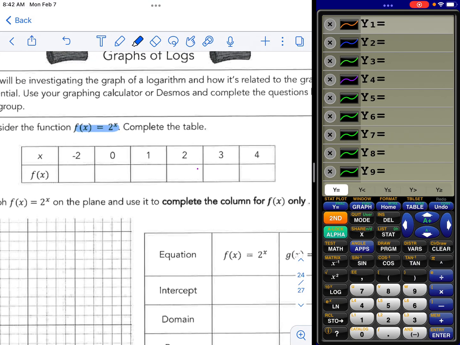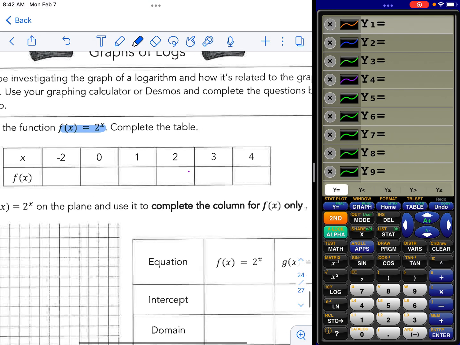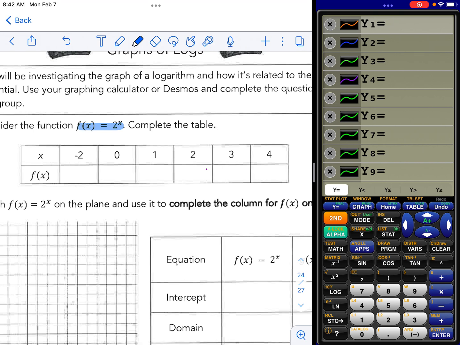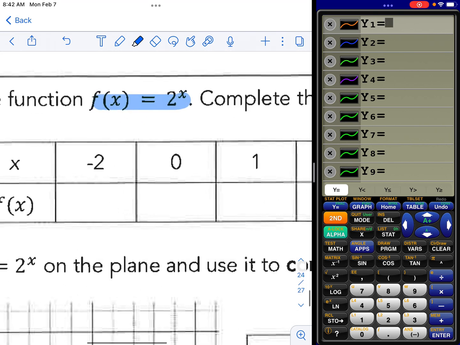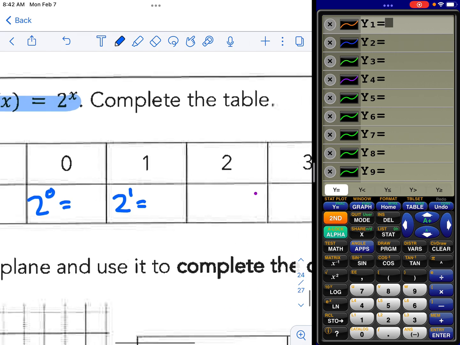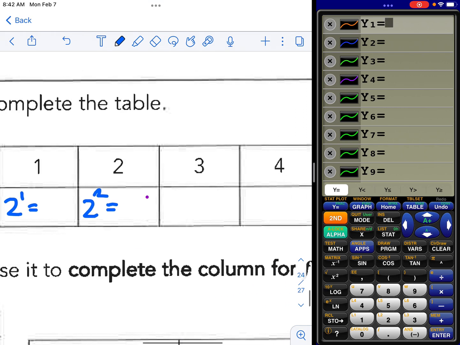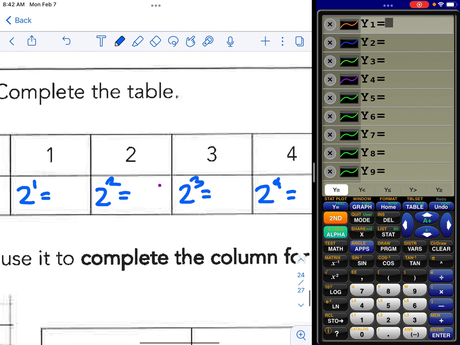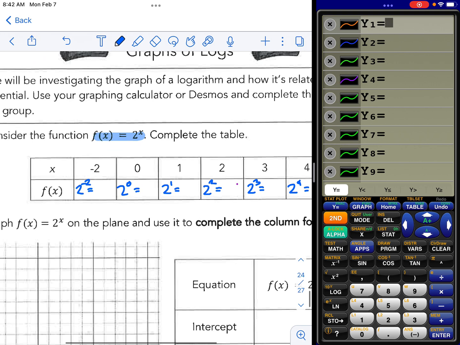We're going to look at this through our graphing calculator. So if we look at that function 2 to the x, that's just real quick completing the table here. This would be 2 to the minus 2. This would be 2 to the 0, 2 to the first power, right? We could fill in this table. This would be 2 squared. This would be 2 cubed. This would be 2 to the 4th, right?